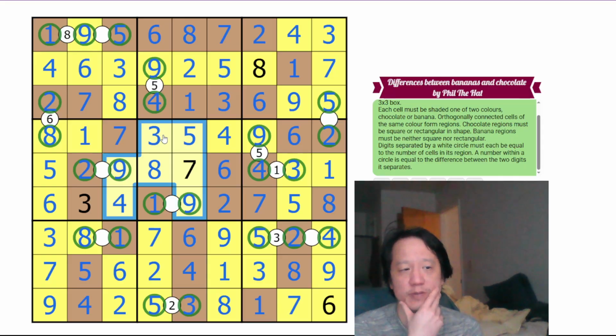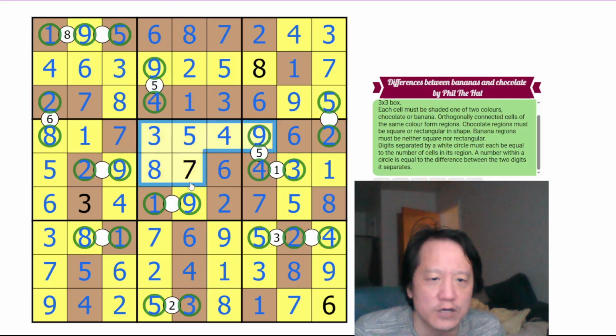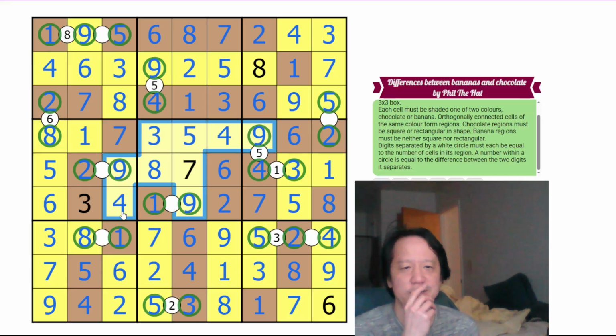So maybe that's why I would consider that more challenging level versus just easy. Still, very cool puzzle. Very well done with the way that the bananas and the chocolates worked. And that restriction was actually very interesting too.